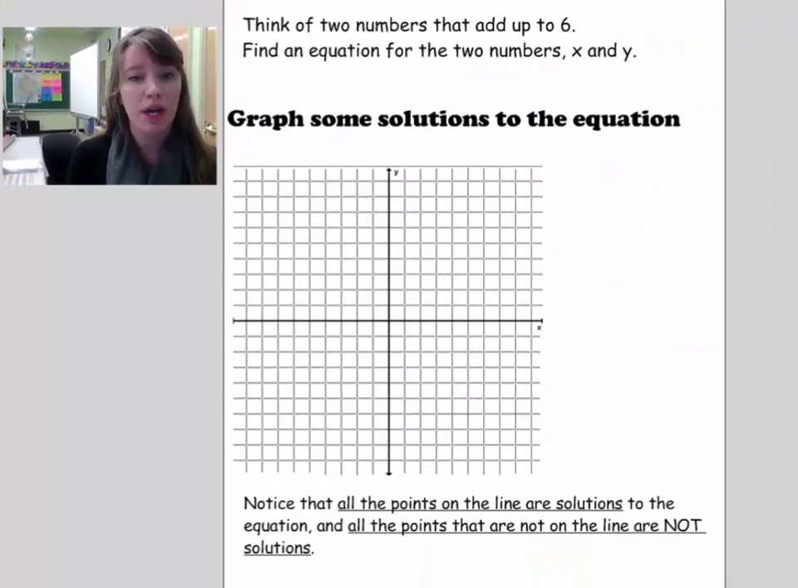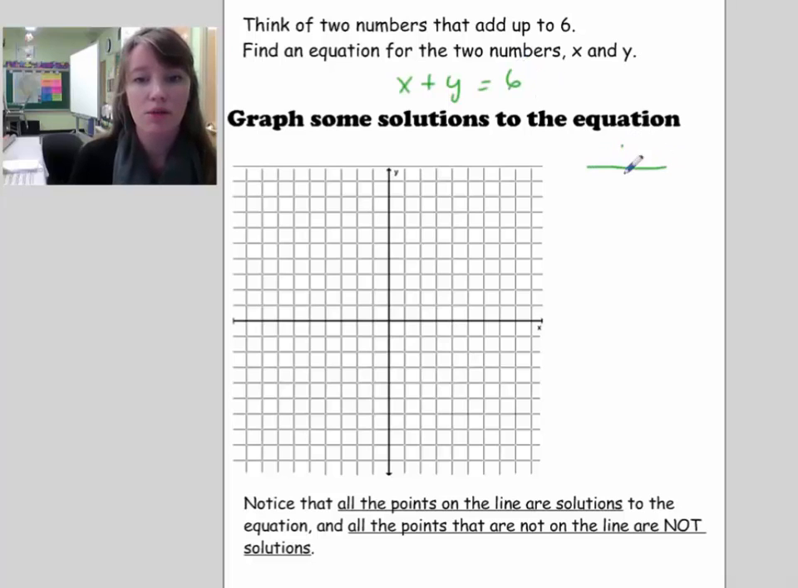So today we're going to look at creating equations and translating the equations into the geometric form of the equation, which is the graph. So let's say that I ask you to think of 2 numbers that add up to 6. Well, this can be easily represented by an equation like x plus y equals 6.